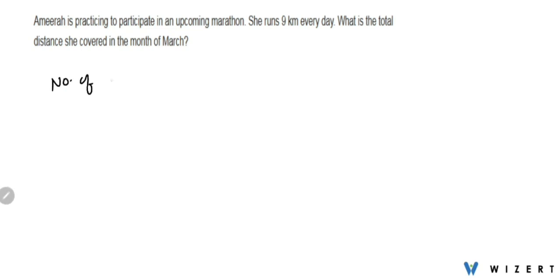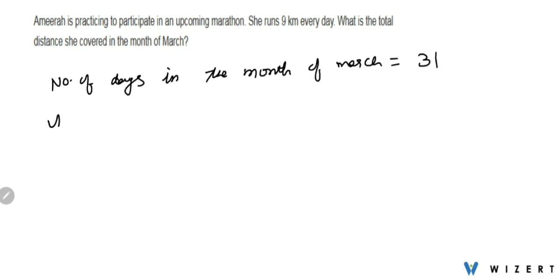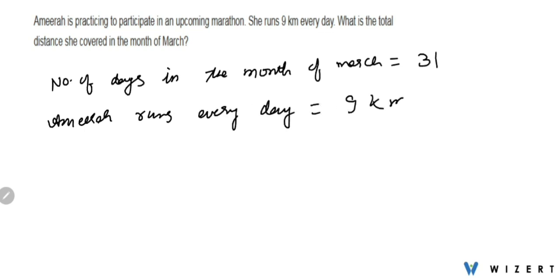Now first of all, we know that the number of days in the month of March is equal to 31, and Amira runs every day, that is 9 km.